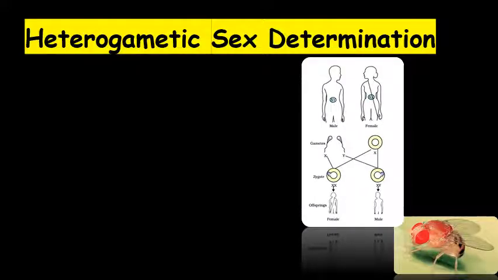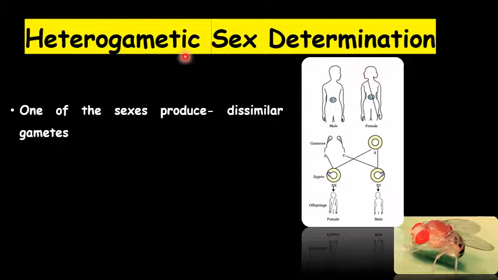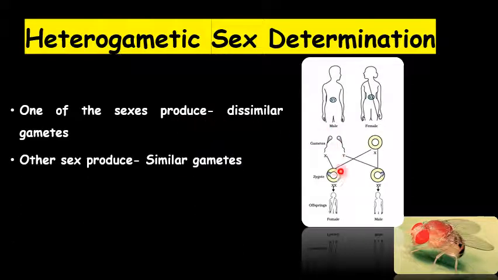So now we know what heterogametic means and what heterogametes are. In heterogametic sex determination, either the male or the female will produce dissimilar gametes. For example, in humans, males produce dissimilar gametes, right? As I told you, half of the sperm cells will contain X chromosomes, and half will contain Y chromosomes. They are dissimilar in terms of chromosome shape. Two different types of chromosome are there. Hence, we call that heterogametic.